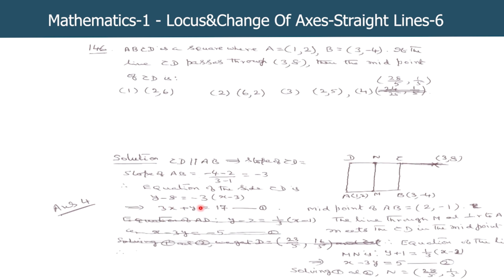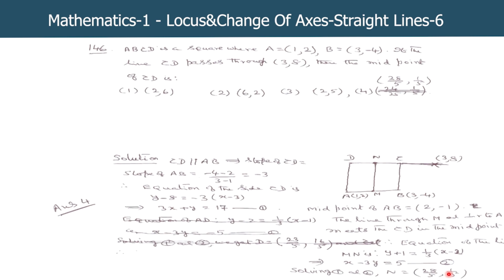So, you can write the midpoint of AB is equal to 2 comma minus 1. The line through M and perpendicular to AB meets CD in the midpoint N. So, the equation of the line MN is y plus 1 is equal to 1 by 3 into x minus 2, because MN is perpendicular to AB and the slope of AB is minus 3. So, the slope of MN is 1 by 3, which gives x minus 3y is equal to 5. Now solving this equation with the CD equation, we will get the point N is equal to 28 by 5 comma 1 by 5. So the correct option is option number 4.